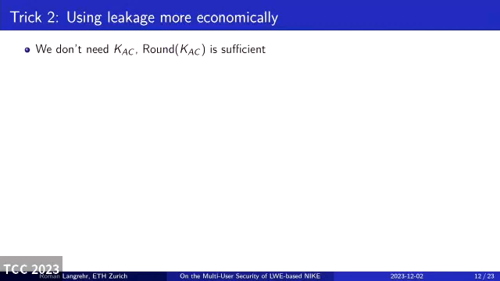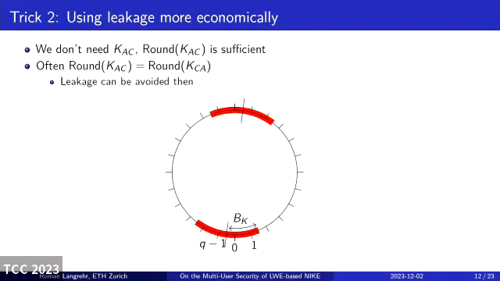The adversary actually does not get this value KAC, he only gets the rounded version, round of KAC. And quite often, these rounded values, round of KAC and round of KCA, are the same, and then we don't need any leakage. So if you imagine, for example, that the rounding function looks like this and rounds everything that's on the right-hand side to the bit 0 and everything on the left-hand side to 1, then if this value KCA is quite far away from a rounding boundary, then we don't need any leakage. But when it's quite close to a rounding boundary, then we do need the leakage.